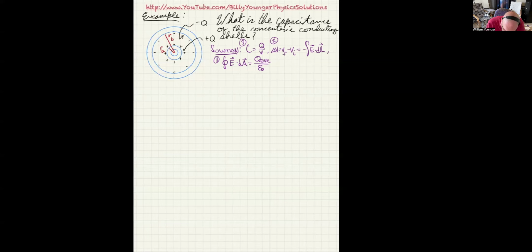And what I'm going to do is imagine it being a sphere of radius smaller than RB but bigger than RA. So I'm roughly doing this. Now I'm going to attempt to draw a nice circle to represent the sphere that I'm referring to. And that's it. So this is our Gaussian surface.